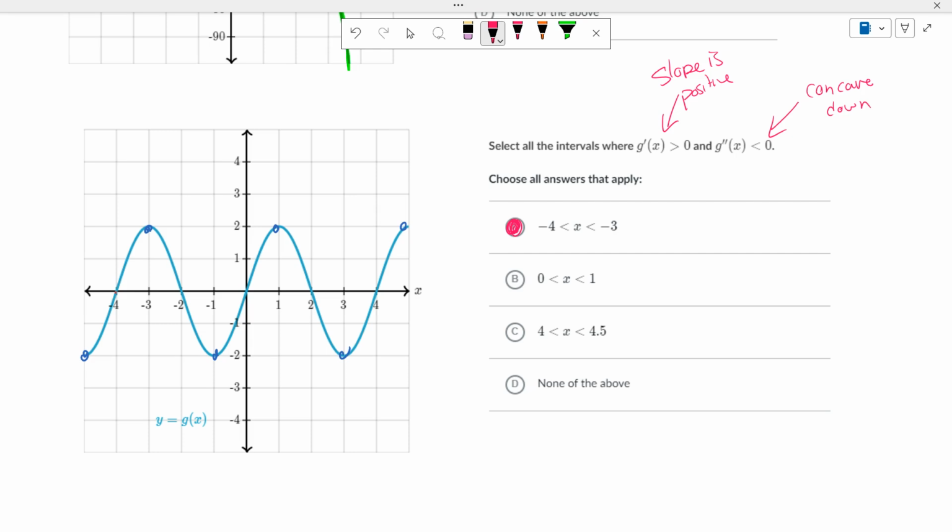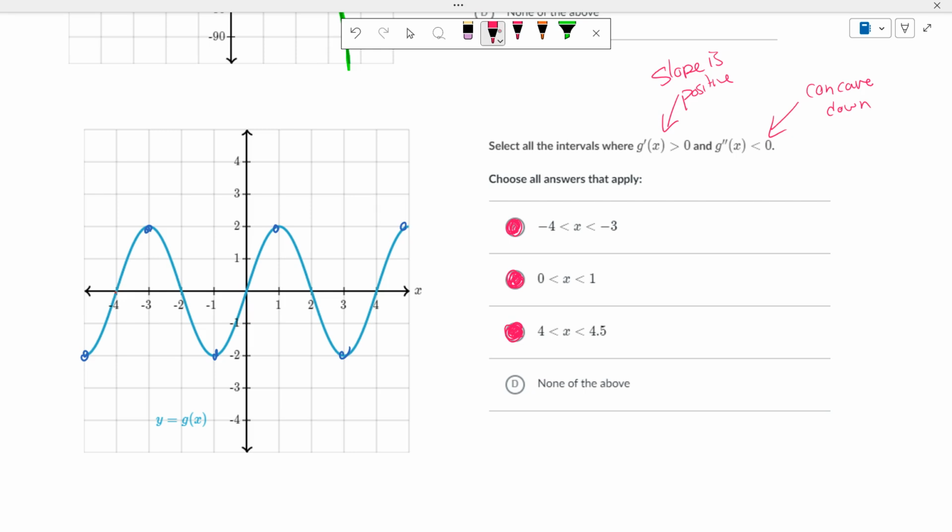If we look at B, from 0 to 1, it's concave down, and it's a positive slope. So 0 to 1 would also work. 4 to 4.5, it's going up, and then it's part that's concave down. So all three of them would work.